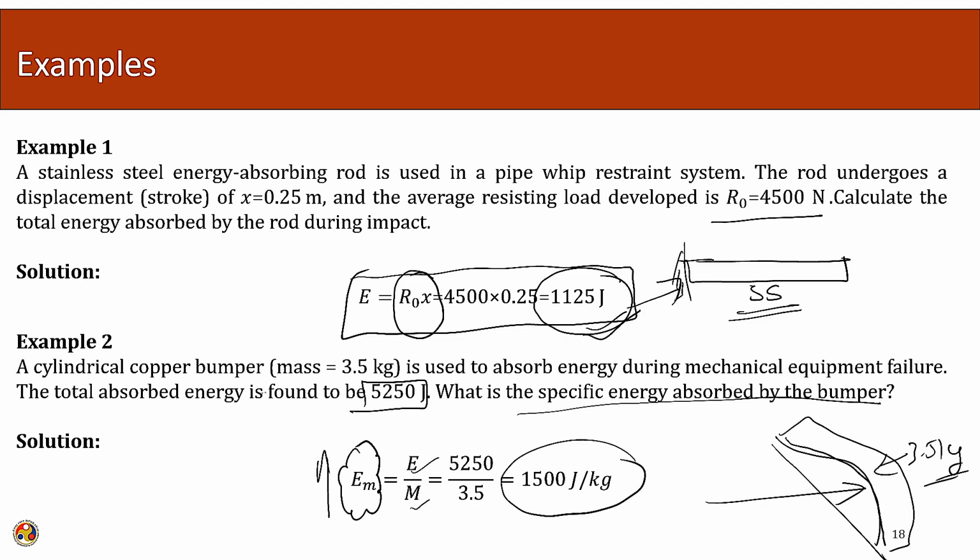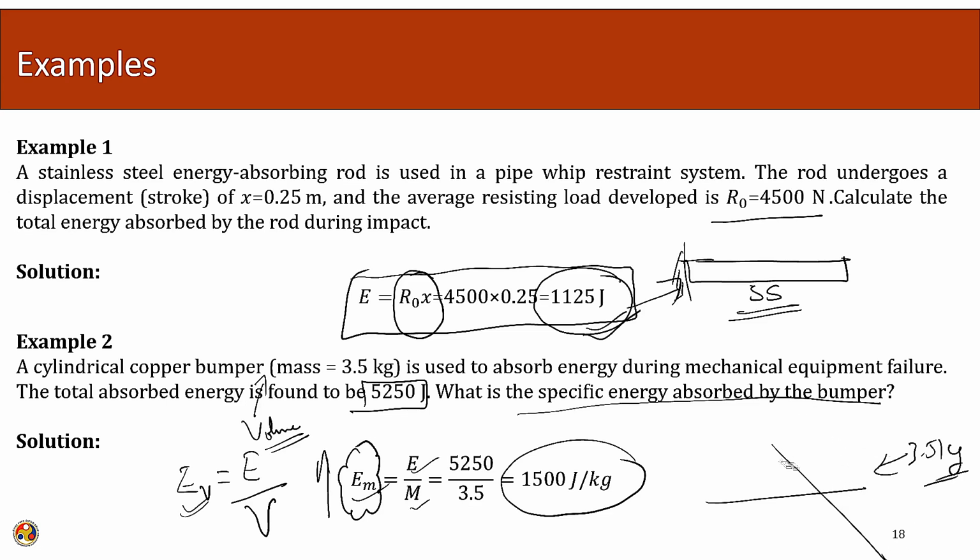Similarly, if the volume was given here, we could have calculated the EV, that is nothing but the total energy divided by the total volume. In this way the two numbers, EV and EM, the volumetric energy and the specific energy, can be used to calculate the efficiency of the system.